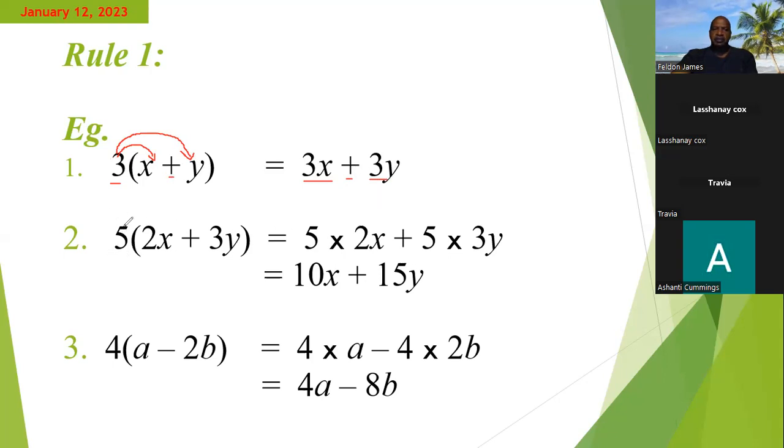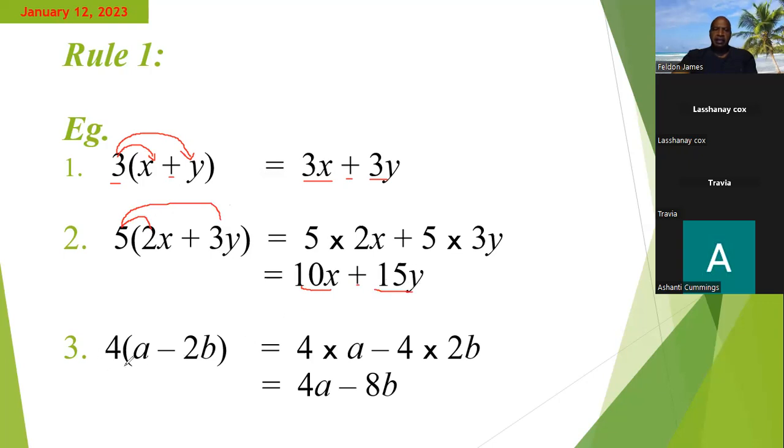Likewise, down here, distributing 5, we're distributing 5 times 2x. 5 twos give you 10x. Keep the sign in the middle. Then we're distributing 5 times 3y. 5 threes are 15y. And so we get this answer here.